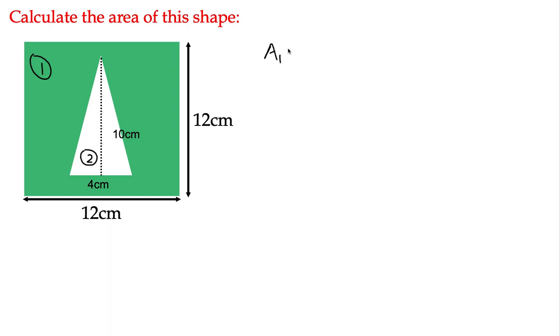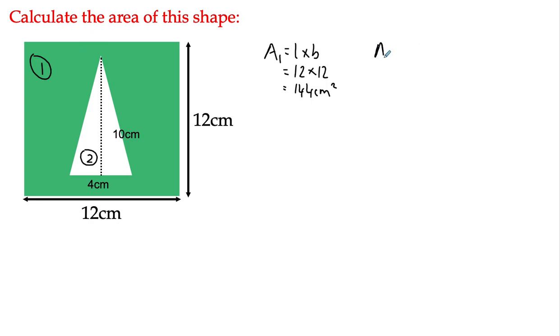Okay, so that means I can use my working. I can say A1 represents the whole green square without the hole in it, which means that as a square, its area is length times breadth. It's 12 centimeters long, 12 centimeters high. 12 times 12 is 144 square centimeters. So that would be the area of the shape without the hole cut in it.